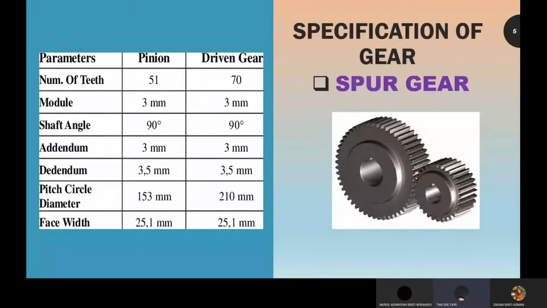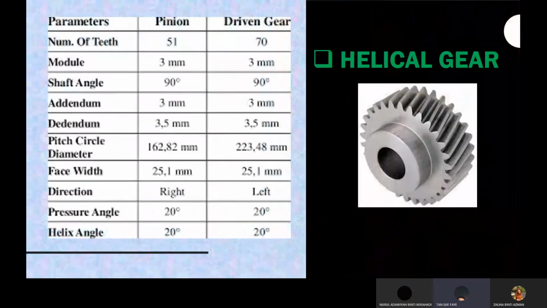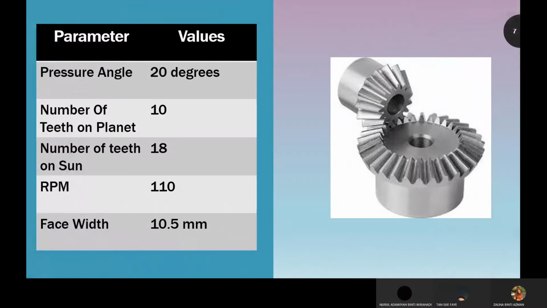Next, we will move on to the specification of gear. The first one we have the specification for the spur gear. And the next one we have the specification for the helical gear. And the last one we have the specification for the bevel gear.